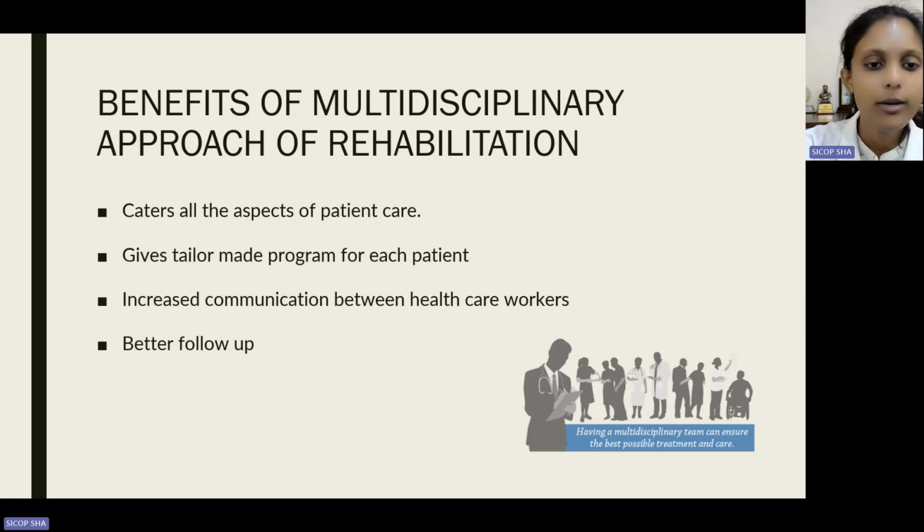There is increased communication between the healthcare workers. Being a rehab team, there is inter-coordination; as we have seen, the physiatrist evaluates, first treats, plans, organizes, and coordinates with the other team members for better rehab. So this is the increased communication between the healthcare workers, and then better follow-up is needed.